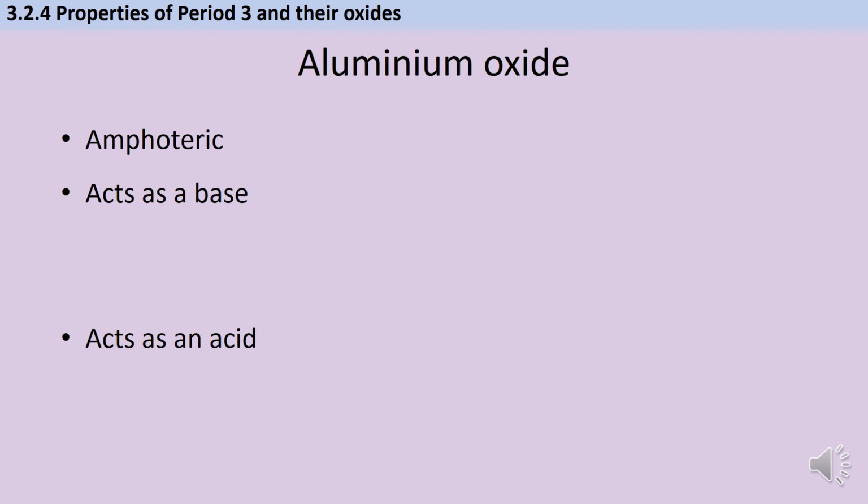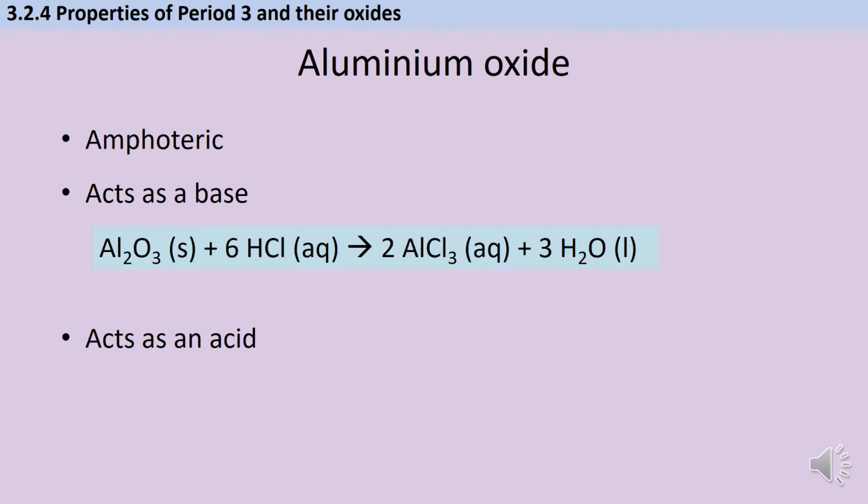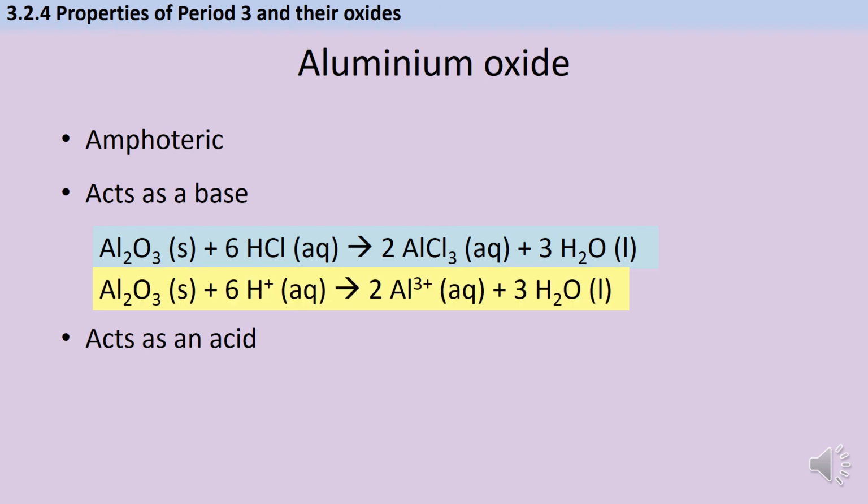So you need to be able to write simple equations for aluminium oxide acting as both a base and as an acid. To give you an example of aluminium oxide acting as a base, here we have it reacting with hydrochloric acid to make a salt and to make water. And again, we can write this as an ionic equation if we omit the spectator ions, which in this instance are those chloride ions. So instead we can just have aluminium oxide reacting with hydrogen ions from whichever acid you've picked to give you aluminium ions and also water.